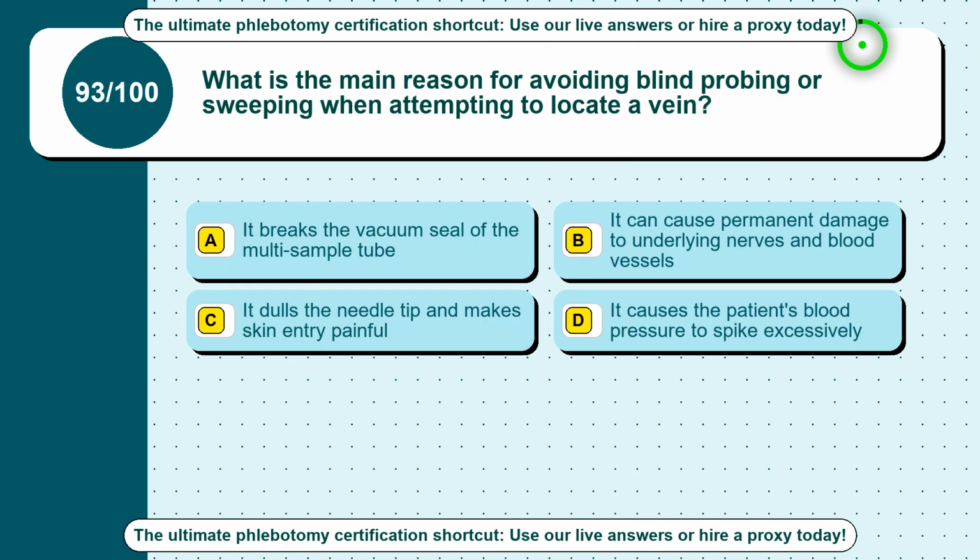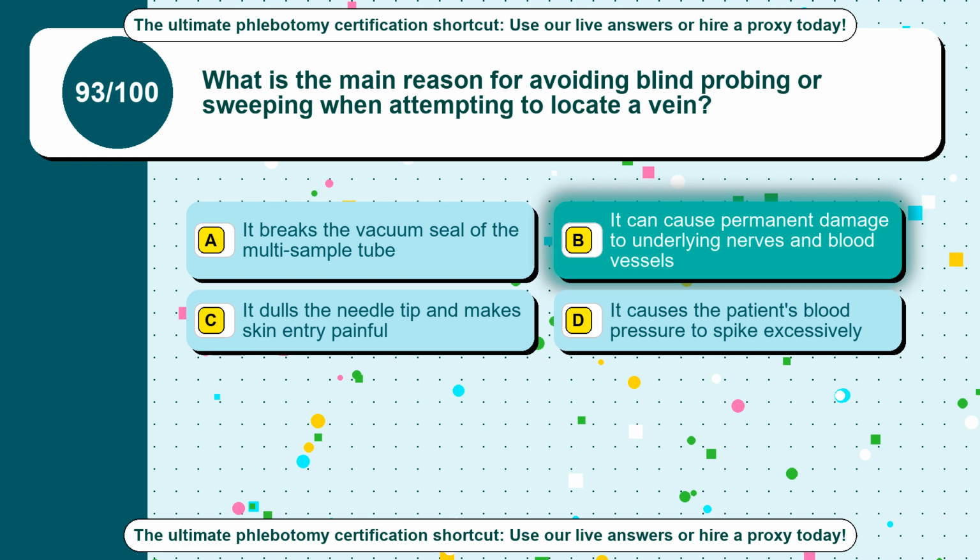Question 93. What is the main reason for avoiding blind probing or sweeping when attempting to locate a vein? Option A, it breaks the vacuum seal of the multisample tube. Option B, it can cause permanent damage to underlying nerves and blood vessels. Option C, it dulls the needle tip and makes skin entry painful. Option D, it causes the patient's blood pressure to spike excessively. The correct answer is option B, it can cause permanent damage to underlying nerves and blood vessels.